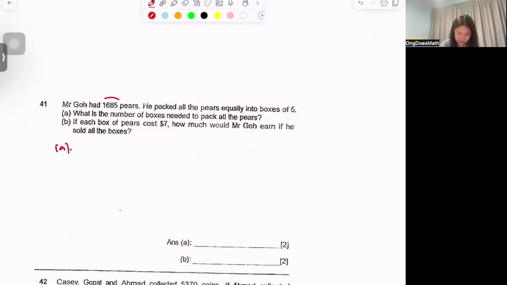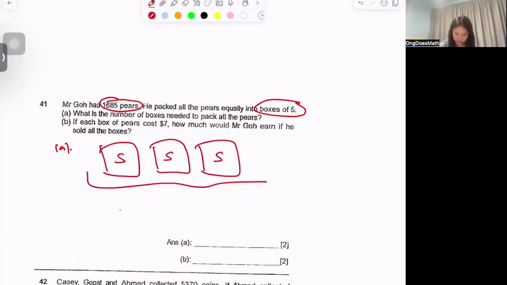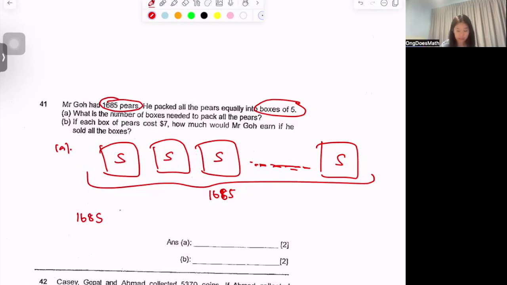So Mr. Goh has 1685 pears and he packed all the pears equally into boxes of 5, which means this box got 5 pears. So let me draw simpler. This box got 5 pears, this box got 5 pears, this box got 5 pears, in total 1685 pears. So you have many boxes. This dollar just means you don't know how many boxes. Part A asks you how many boxes were there. So it should just be 1685 divided by 5. Good. And that should give you 337. So part A is 337 boxes.